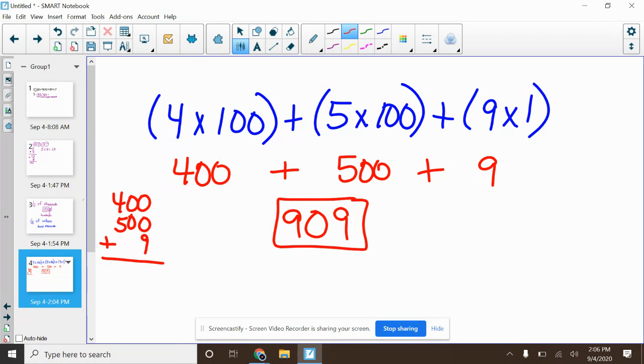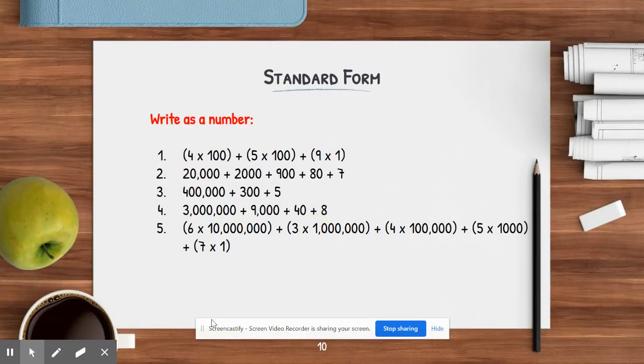So we pulled out what was in each box, and then we used mental math to quickly come up with our final number. All right, I want you to try one. I helped you with that one. I want you to try number 2 and number 3. Go. Now these don't have any parentheses. They've already given you the numbers, so you just have to simply put it as a number.